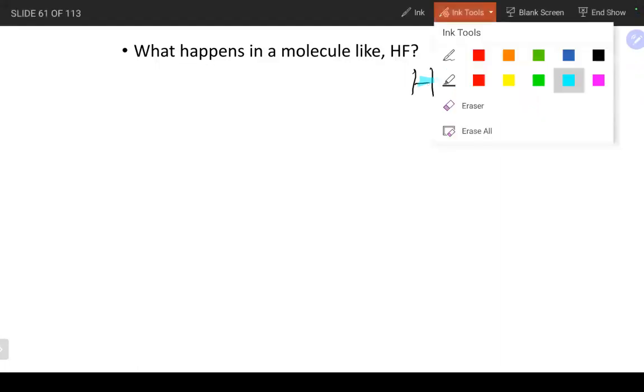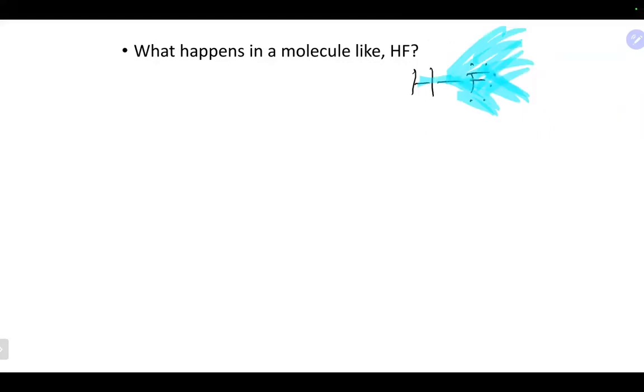Now, there is a consequence to this. The first consequence is there's definitely unequal sharing of electrons that's going to occur here. So this is going to result in unequal sharing of electrons.